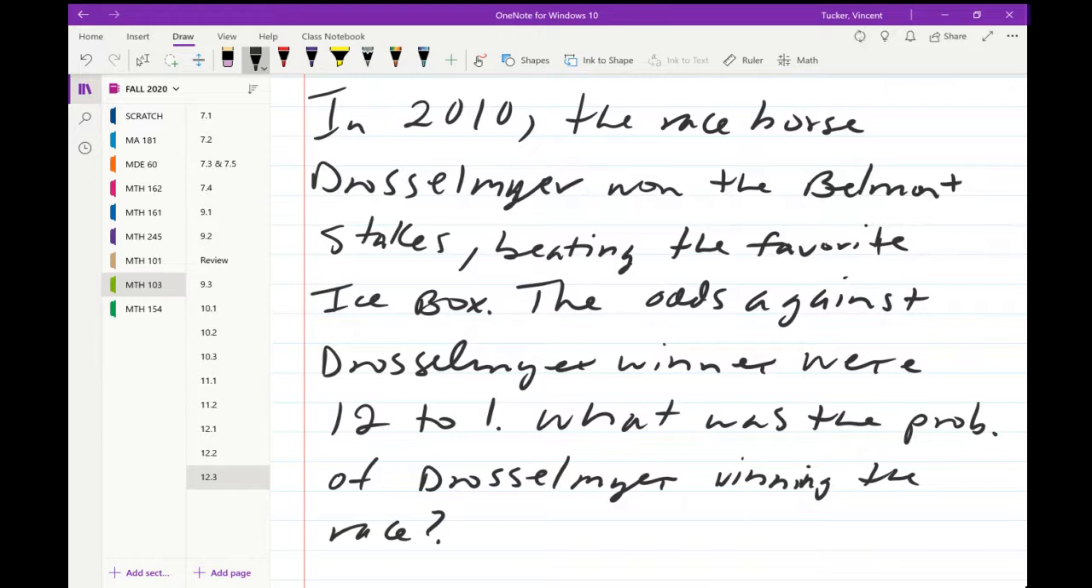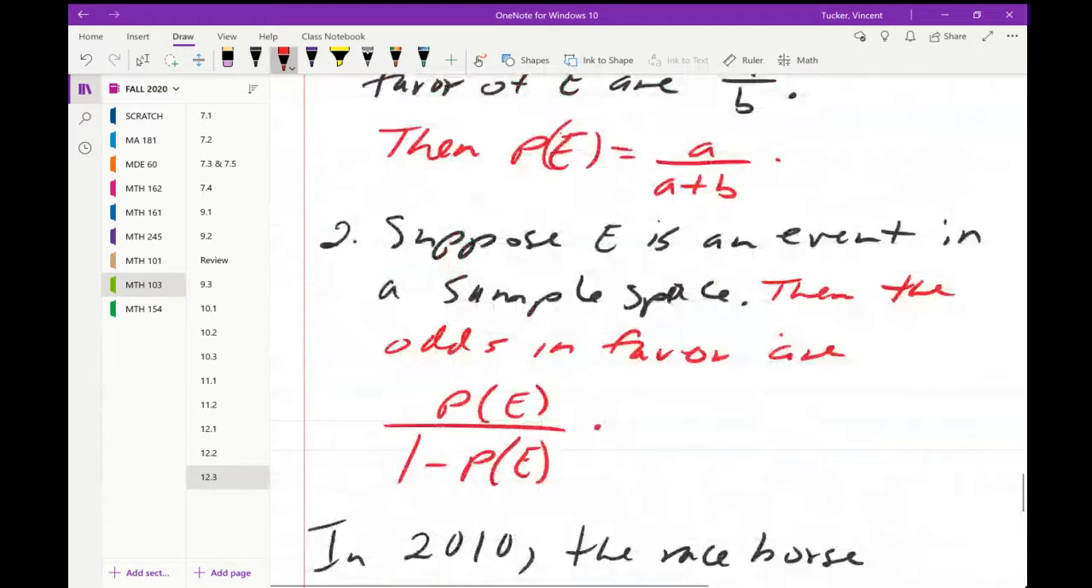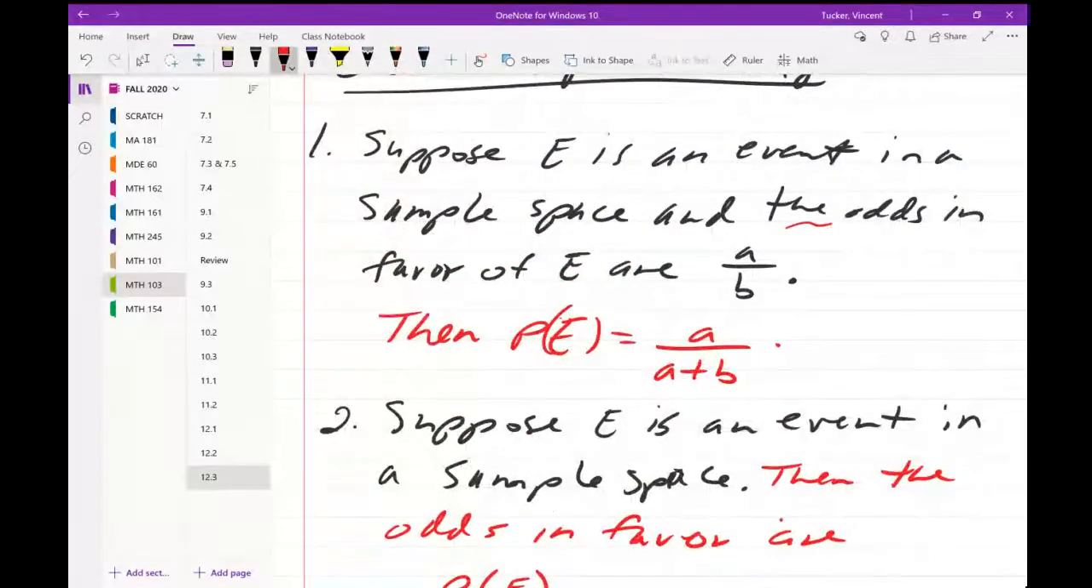All right, so in 2010, the race horse Drosselmeyer won the Belmont Stakes, beating the favorite Icebox. The odds against Drosselmeyer winning were 12 to 1. What was the probability of Drosselmeyer winning the race? The key phrase here that we have to be aware of is that this was odds against. So go back to our relationship. This relationship sets us up to use odds in favor.